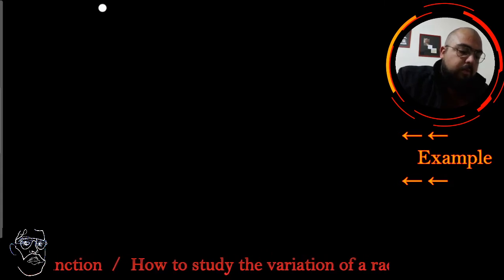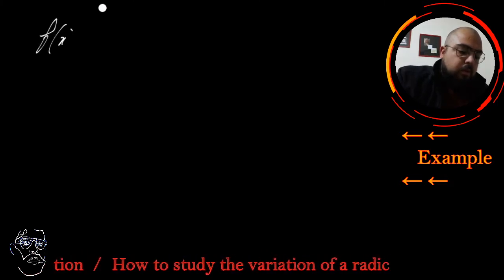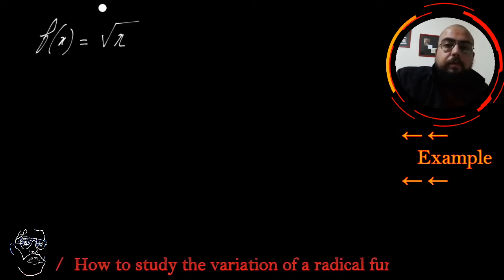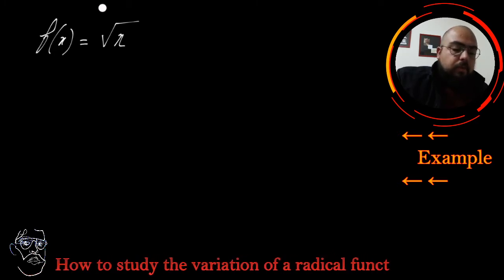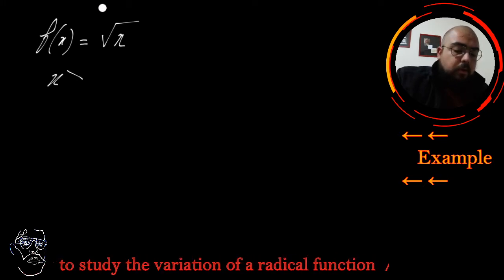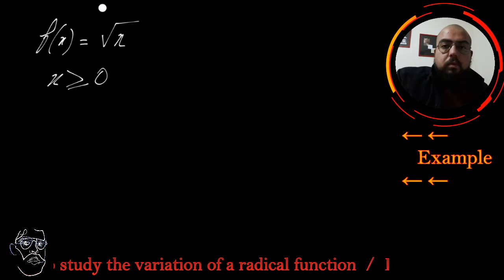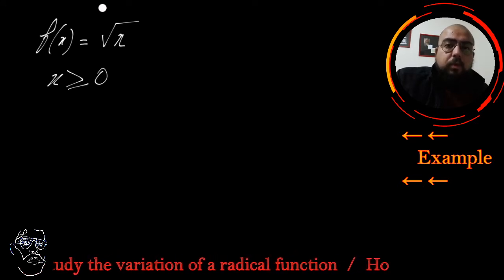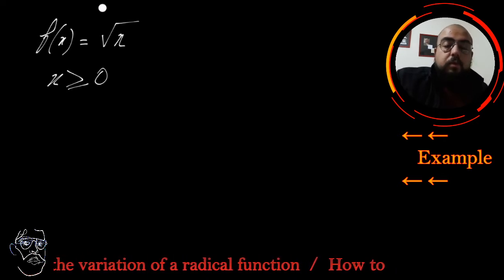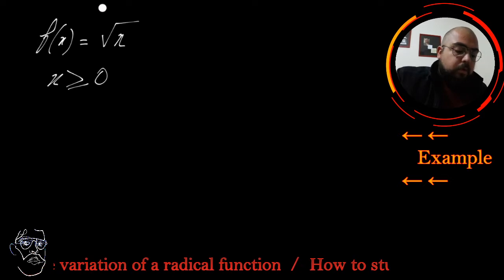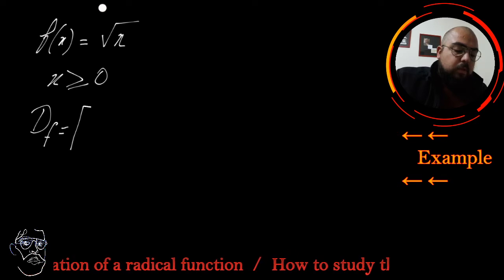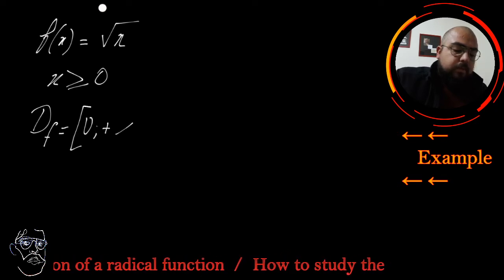So let's say we have f of x is equal to square root of x. Now, the domain of definition of this function: x should be greater or equal to 0. This is the main condition in order to have your function defined. So x should be greater or equal to 0. So you can say the domain of definition is from 0 to plus infinity.